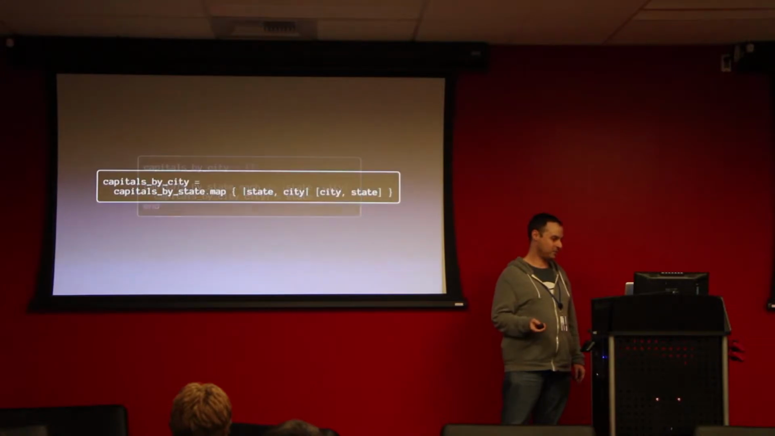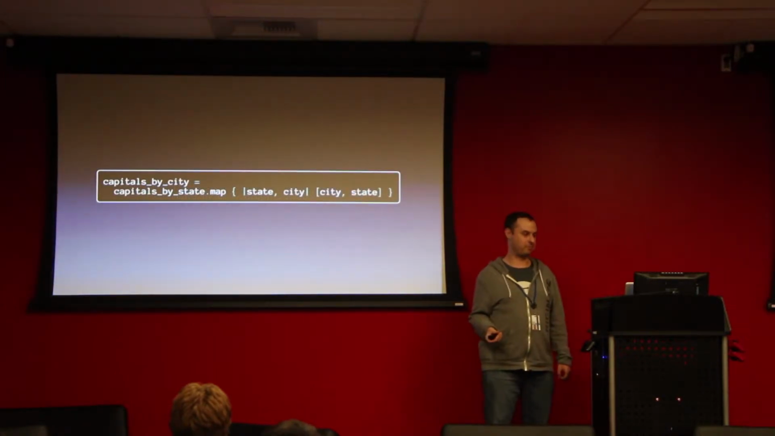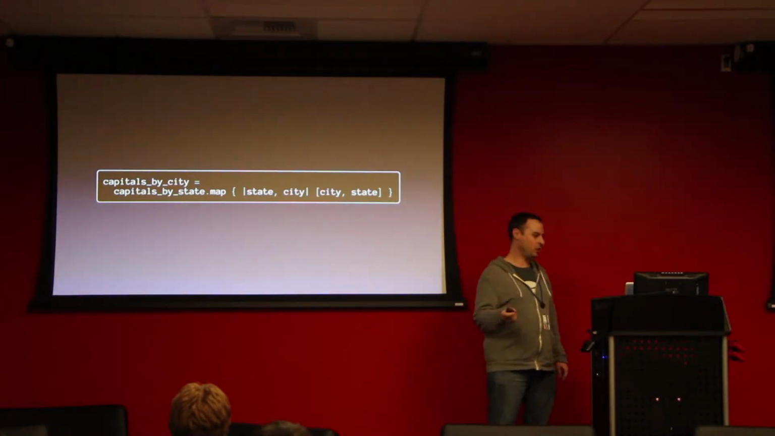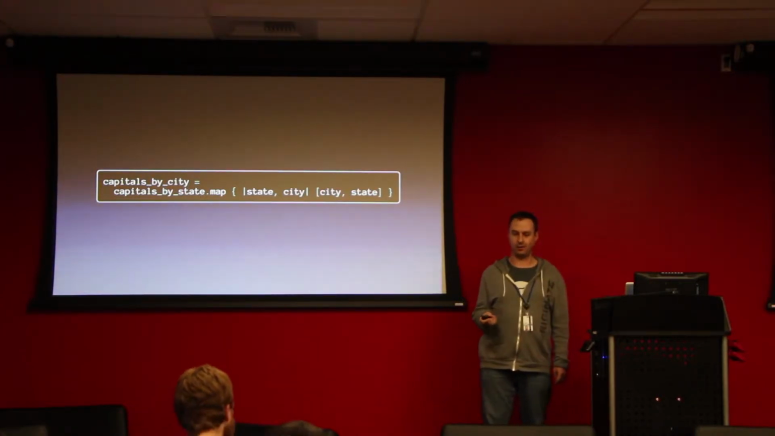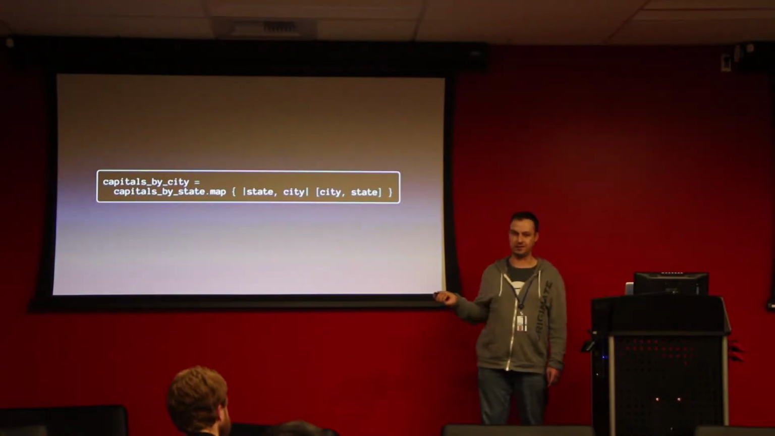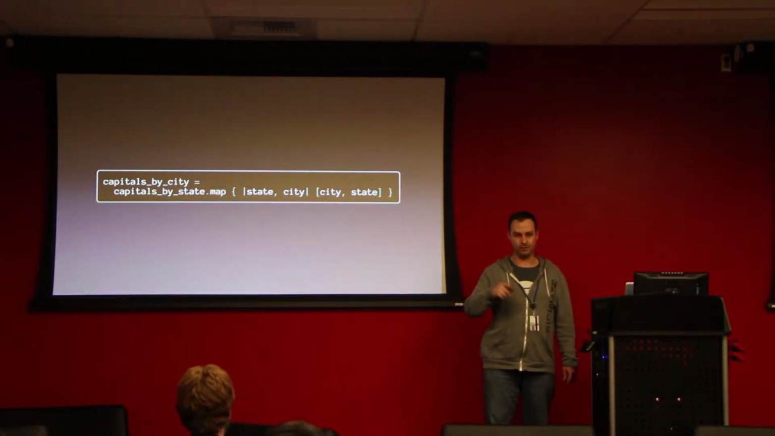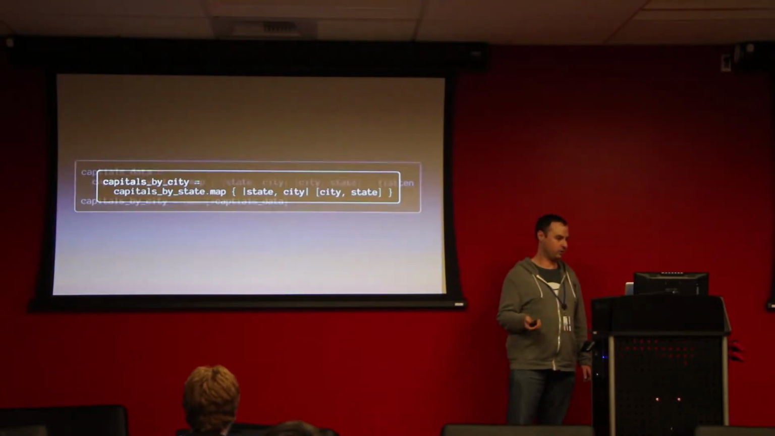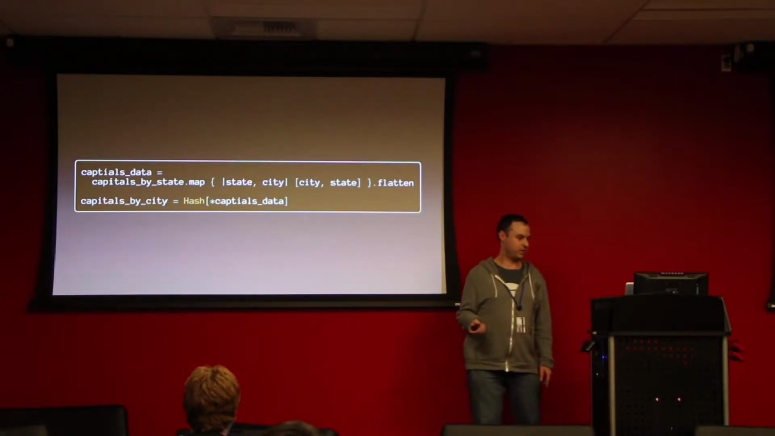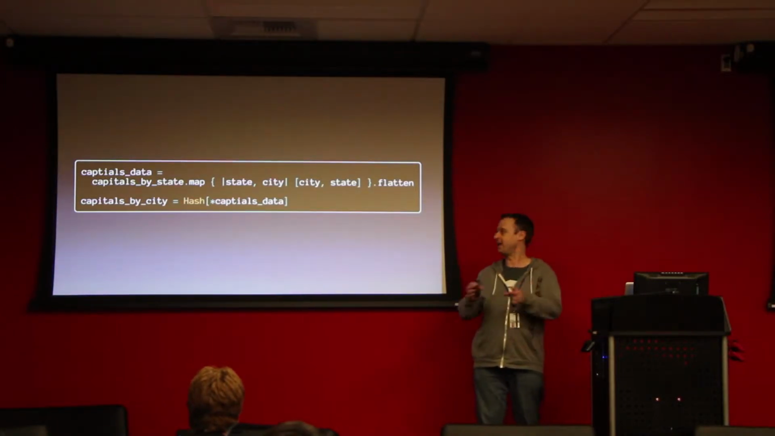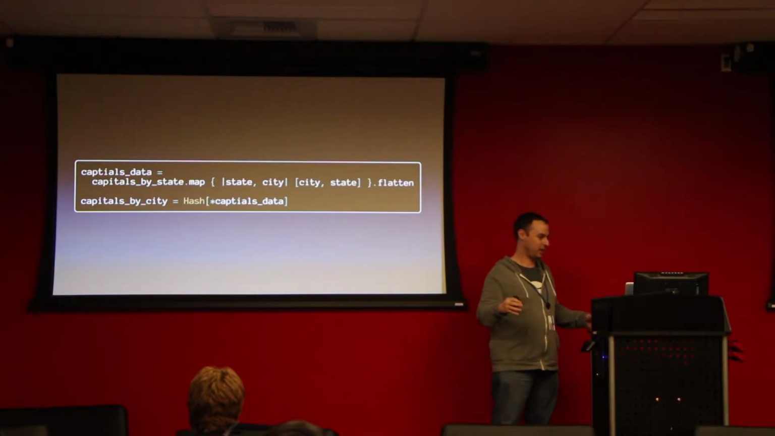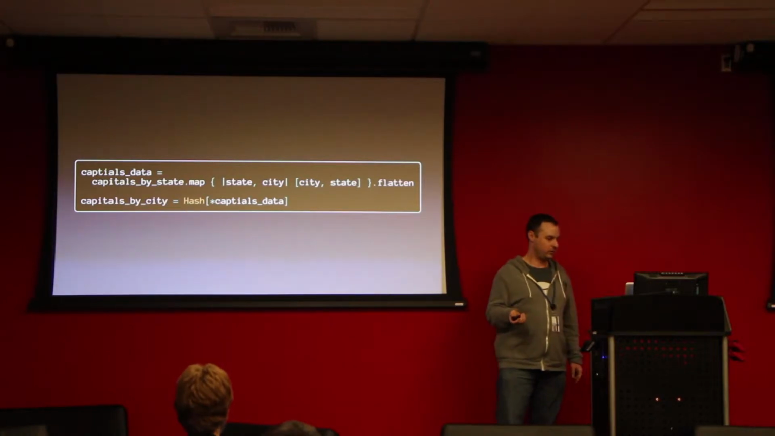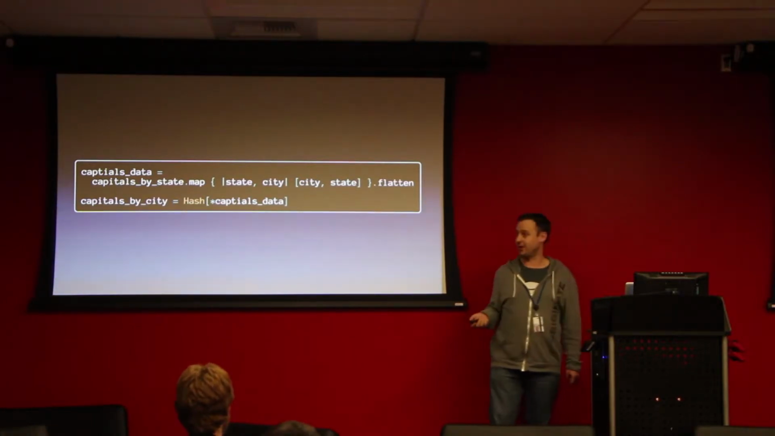So we could take one stab at it and just use map, just map the keys and values, flipping them around. This gets close, but the problem is that map on any enumerable returns an array. In this case, it returns an array of key value pairs. So what we could do is flatten that out into a single array, splat it into the capitals data, and then create the hash the way we did before. That works. It's a little ugly. There's an easier way to do this.